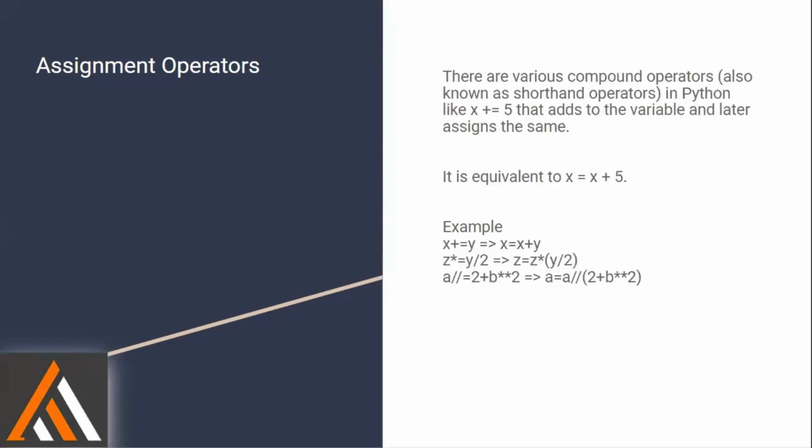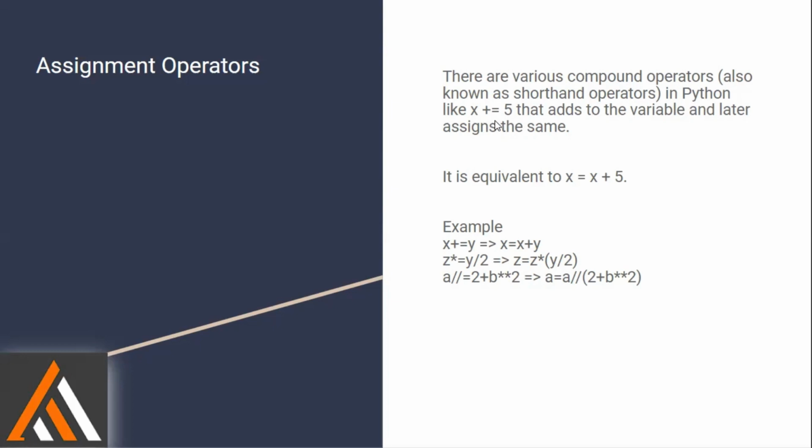There are various other operators in the assignment operator category which are known as shorthand operators. We can understand with an example like x plus equal to 5. If you see, there are 4 tokens, like we have seen tokens in an earlier lecture: x, plus, equal, and 5. This is a shorthand expression, and its full form is x is equal to x plus 5.